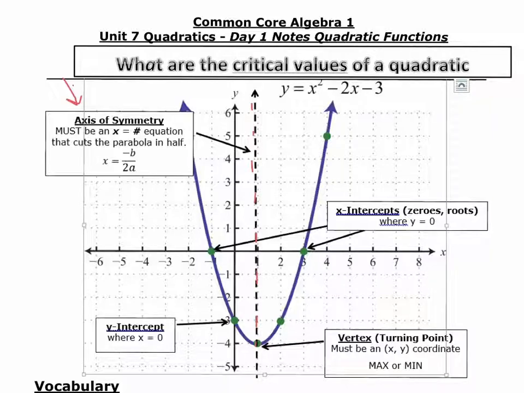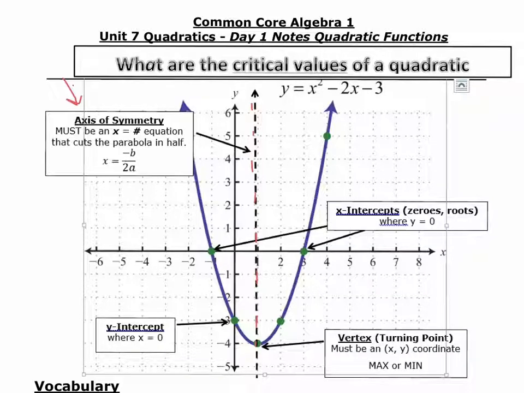And it must be an x equals equation. And it cuts the parabola right in half. So if you were to fold it in half, it mirrors each side. And there's a formula that you can find, which again, this will make a little bit more sense as we go through. X equals negative b over 2a.